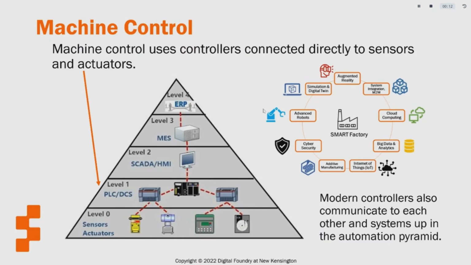So, we already covered level 0 of the automation pyramid, and now we are taking a step up to level 1, which is all about machine control and PLCs. Machine control does as it says and controls the inputs and outputs of a machine based on logic written by an engineer. Modern controllers will also communicate to other systems up and down the various levels of the automation pyramid.